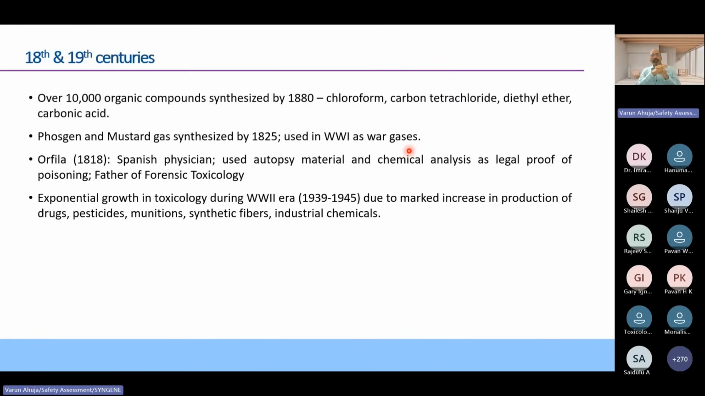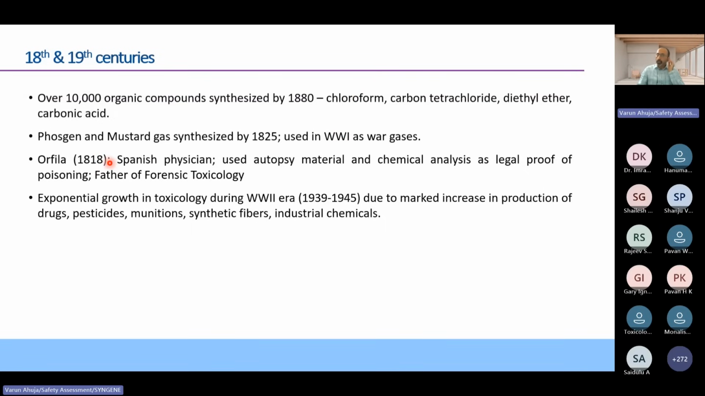Now, the Middle Ages, Renaissance, that period passed. So around the 18th, 19th century, the science started developing, and that was the time of World War. So around 10,000 organic compounds were synthesized by 1880, which included many chemicals like chloroform, carbon tetrachloride, diethyl ether, carbonic acid, etc. Gases like phosgene and mustard were synthesized by 1825 and used as war gases in World War One.